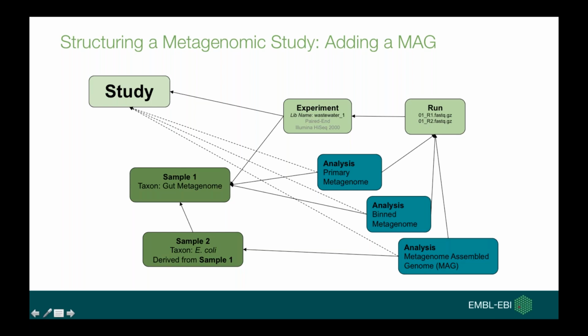It's pointing to the study, of course, but it's pointing to a separate sample. And this sample has E. coli as its taxon because in this example, E. coli is what we've chosen or managed to assemble from our metagenome. It has an extra attribute indicating what it was derived from. Most samples don't have this, but when you're submitting a MAG, you have to register a sample that indicates that it was derived from another sample.